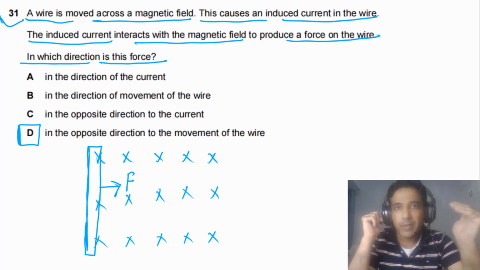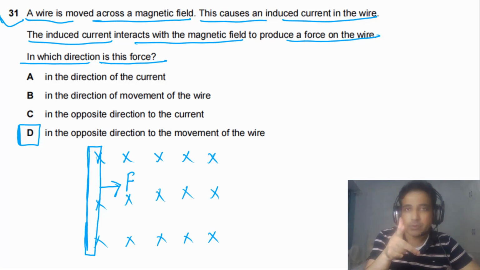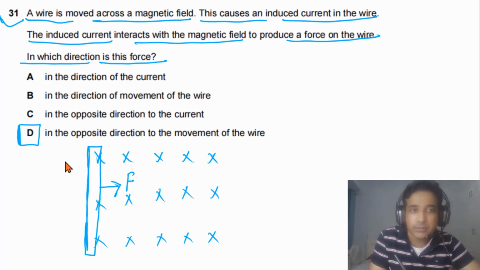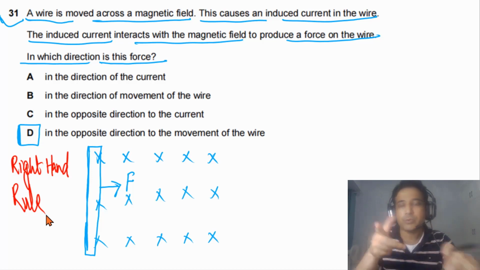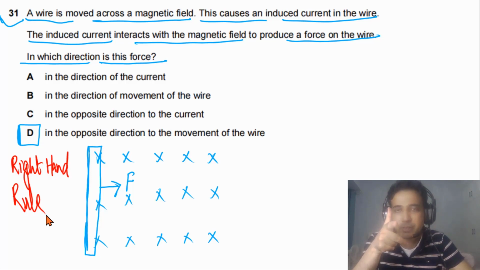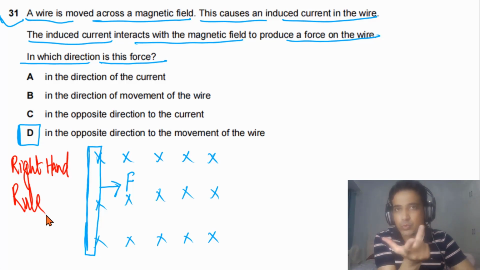If we move this wire to the right, and the magnetic field is into the page, you have to use the right hand rule to find the direction of current in this wire. So in this case, the magnetic field is into the page and the force is to the right.